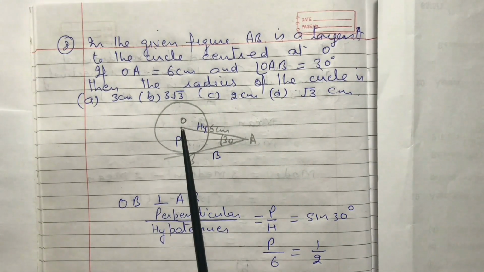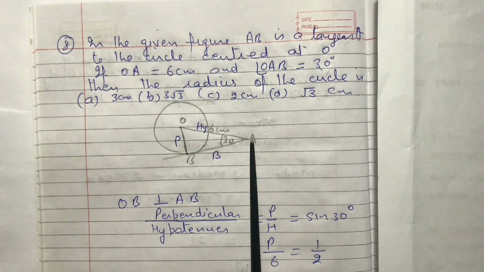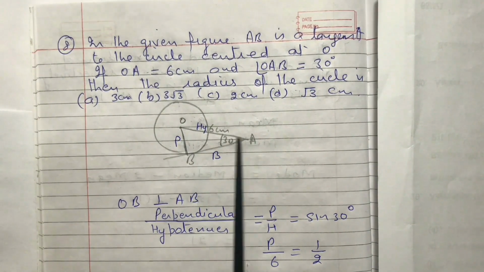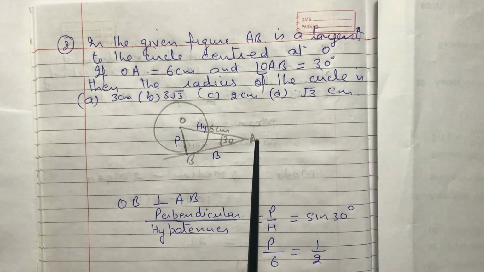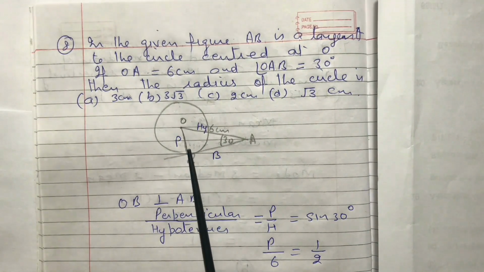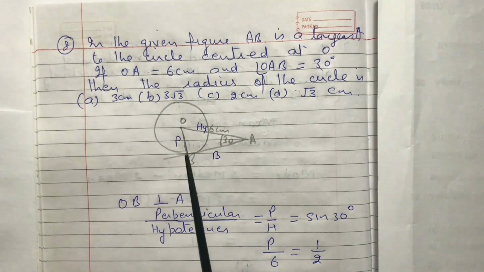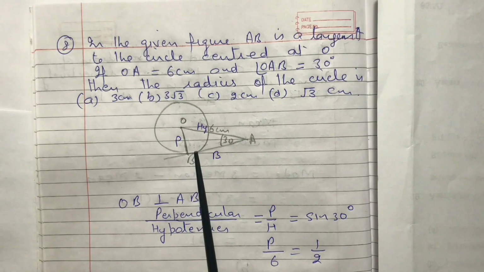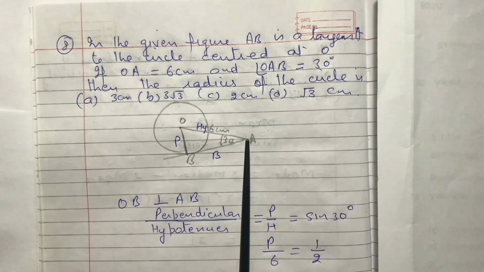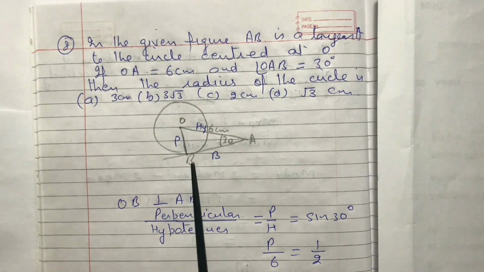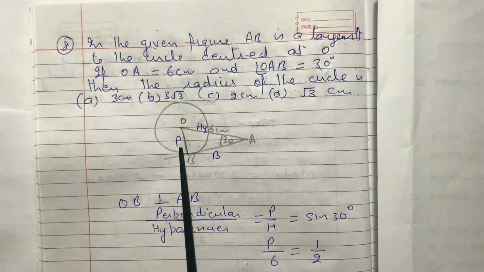Now here, OB is the radius, BA is the tangent, and OA is the hypotenuse. Why is OA the hypotenuse? Because the radius is perpendicular to the tangent at the point of contact, so this angle is 90 degrees. Now OA is given as 6 centimeter. I am to find this radius, which means I am to find this P.